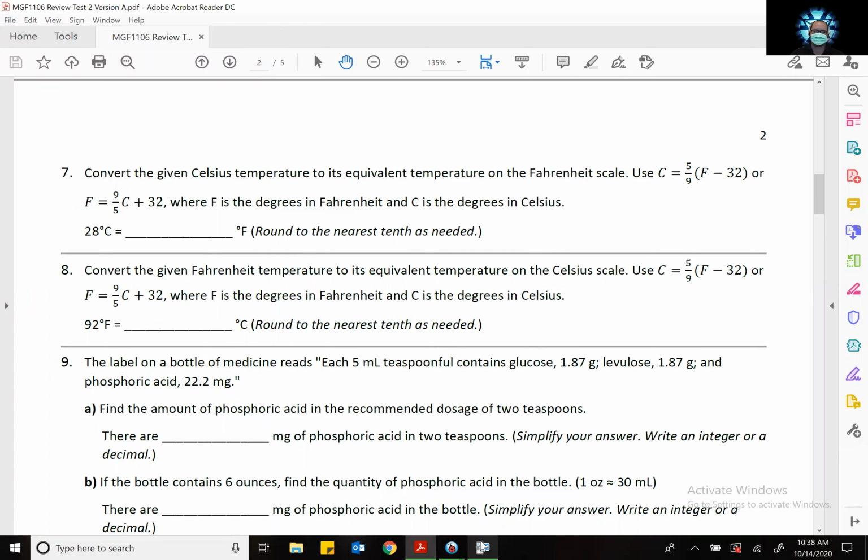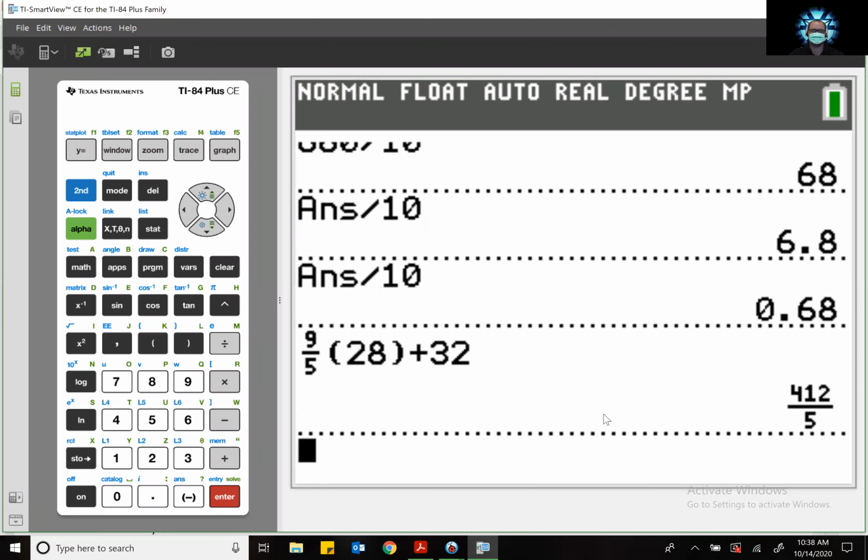So we don't want a fraction. So how do I get this answer into its decimal? What are we going to do? Yeah, keep going, April. I'm not sure if what I'm doing is correct, but what I do is I put the 28 over 1, I multiply 28 times 9, then I divide by 5, and then add 32. Yeah, you can do that too.